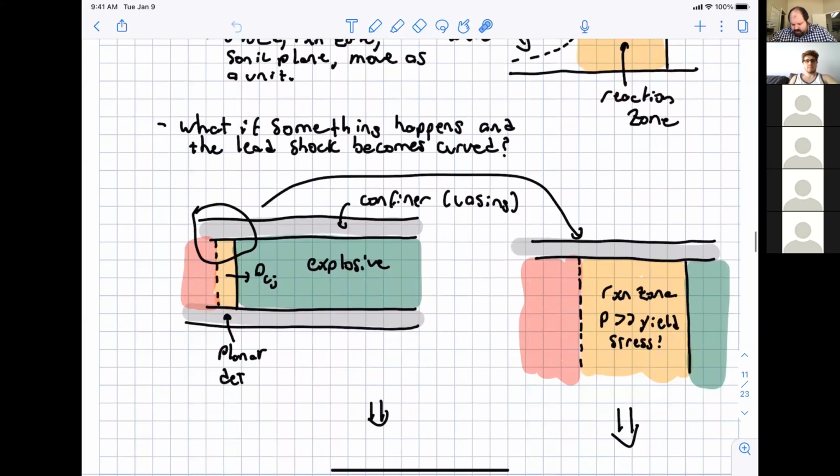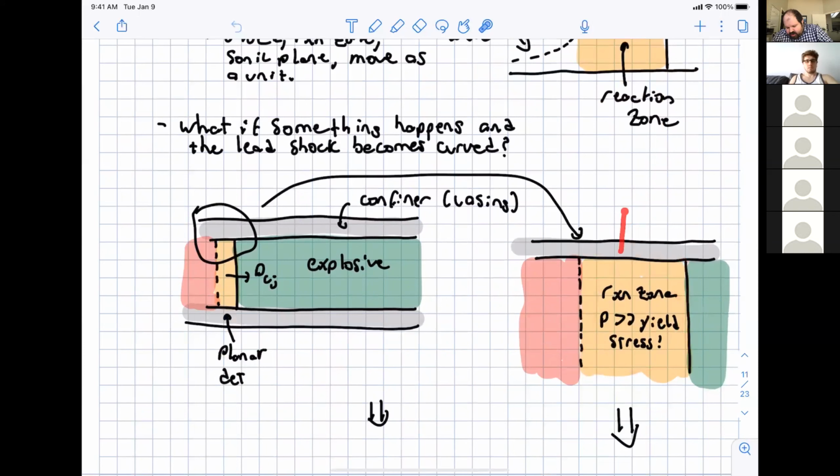And so the reason for a high explosive that you get these sort of effects is that if you have a detonation wave propagating into an explosive, in the reaction zone here, you have the highest pressure in the system right here, or in this region right here. And the pressure here is larger than the yield stress of any confiner. And so basically, the high pressure pushes this confiner away.